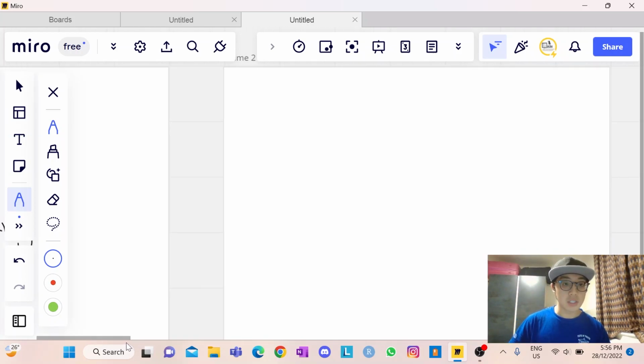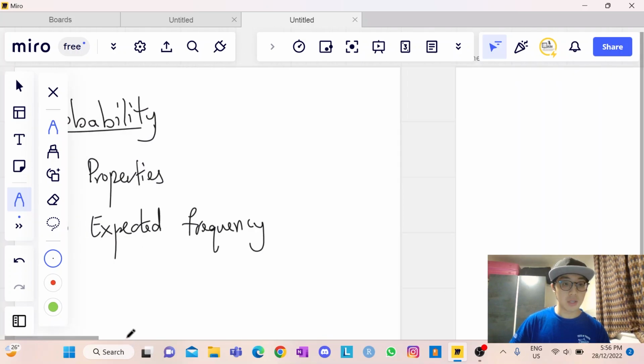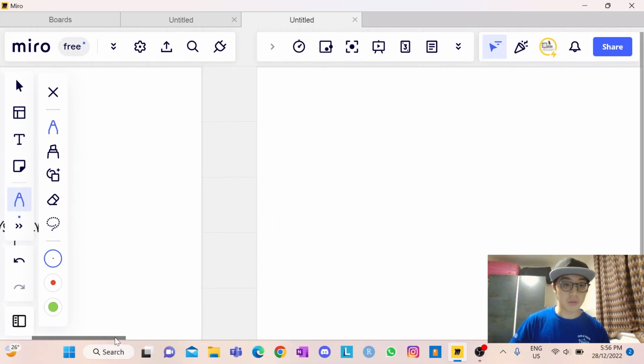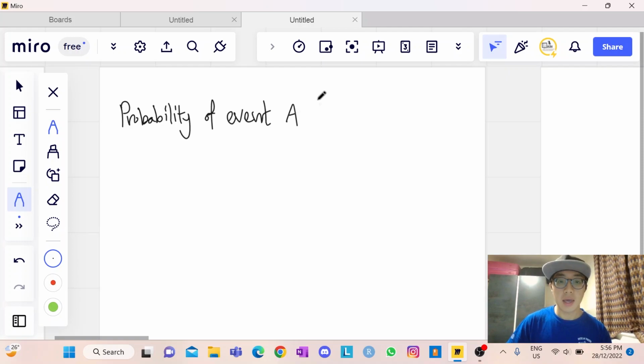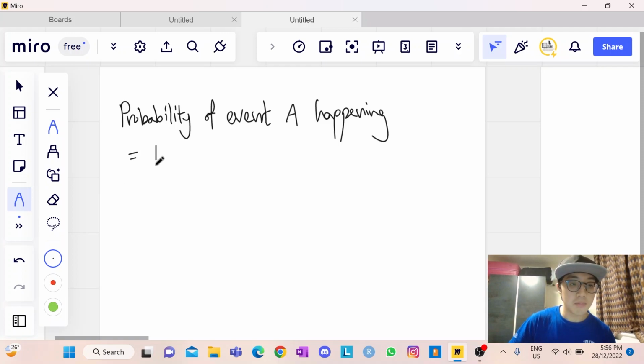How are we going to denote the probability? There are different ways to denote a probability, but the general way is the probability of event A happening. We usually denote it as P(A). The P in front means the probability of A happening.